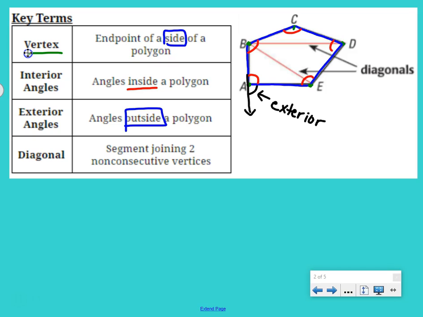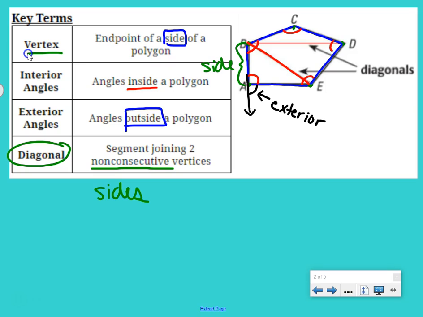And then the last piece are diagonals. So diagonals are segments joining two non-consecutive vertices. So sides join two vertices, like right here we have side AB is joined by that segment, so that makes a side. However, if we join two non-consecutive vertices, so vertices that aren't right next to each other, we get what is called a diagonal.